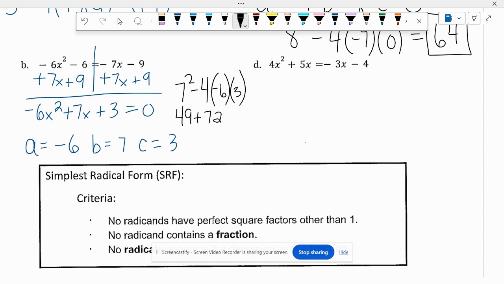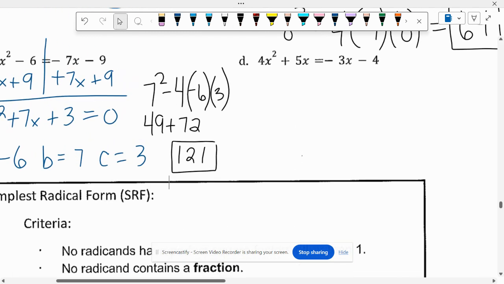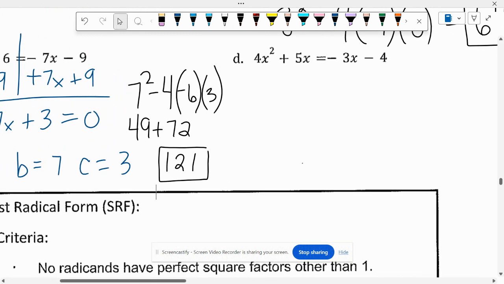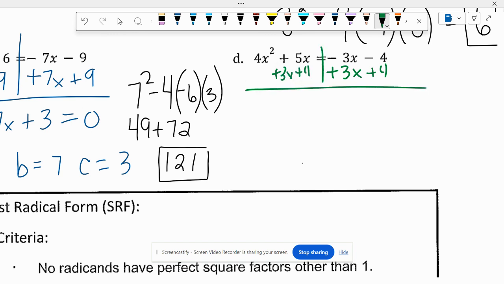Who's calculating that for us? Yeah. So 49 plus 72 is? Perfect. 121. Okay. I'm going to go to this last one. Who can get this one in standard form for me? 3x plus 4 to both sides. Plus 3x plus 4. What's that give me?